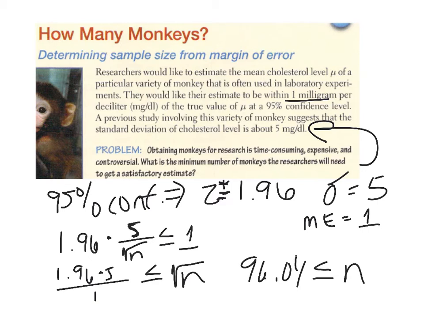So monkey-wise, I'm going to need 97 monkeys. Remember, when we're finding our sample size, we always round up. If we chose 96 monkeys, even though we're at 96.04, we'd have a margin of error greater than 1. So we have to go up to 97 monkeys to ensure that we'll have a margin of error less than 1. Okay, so we'll do some work with these in class and hopefully get any questions cleared up.